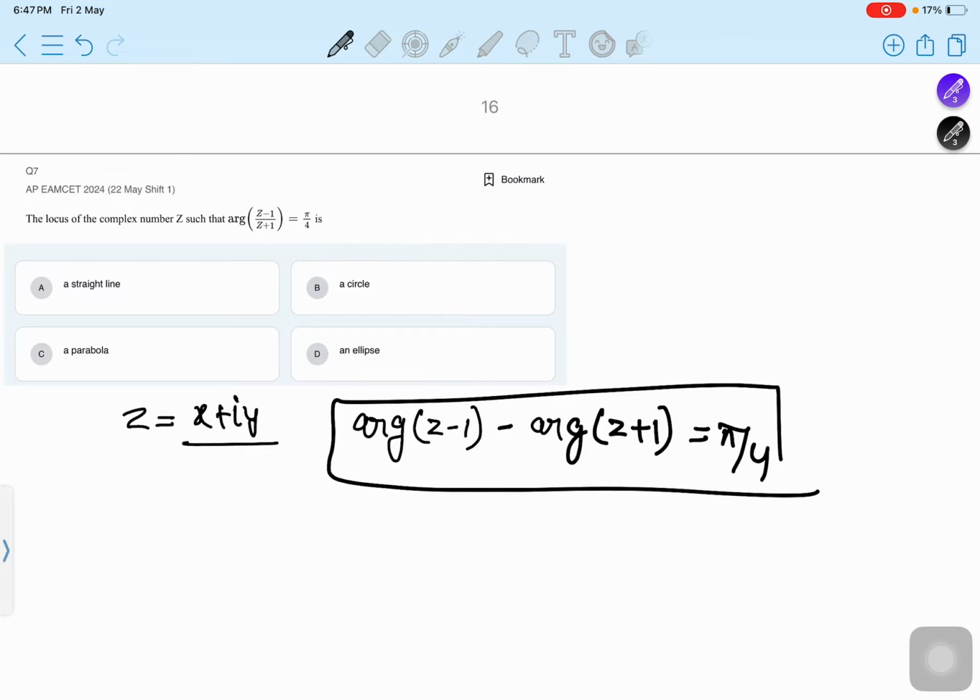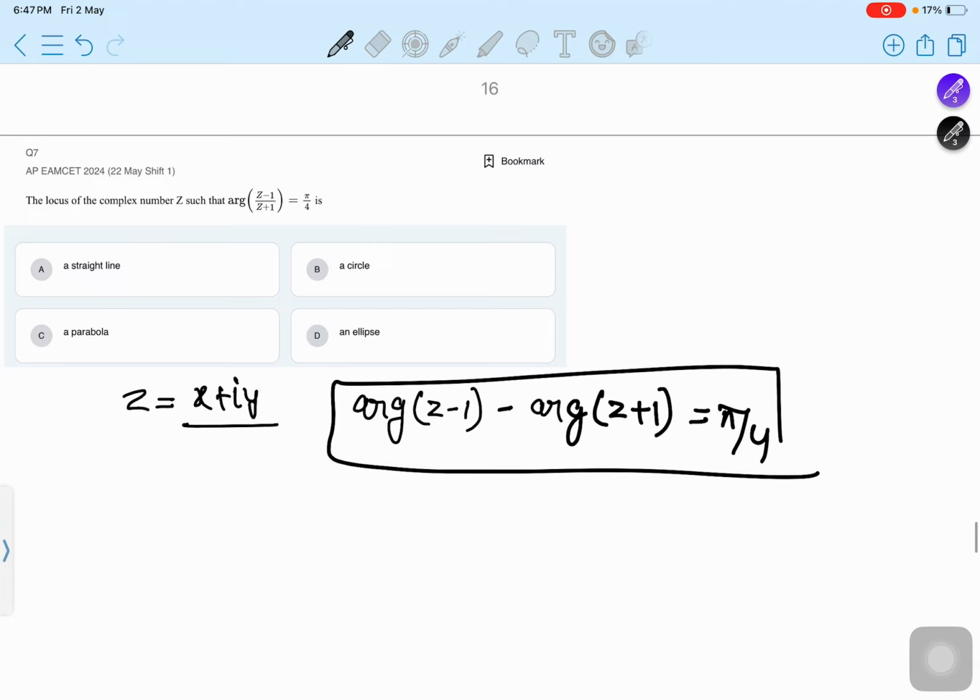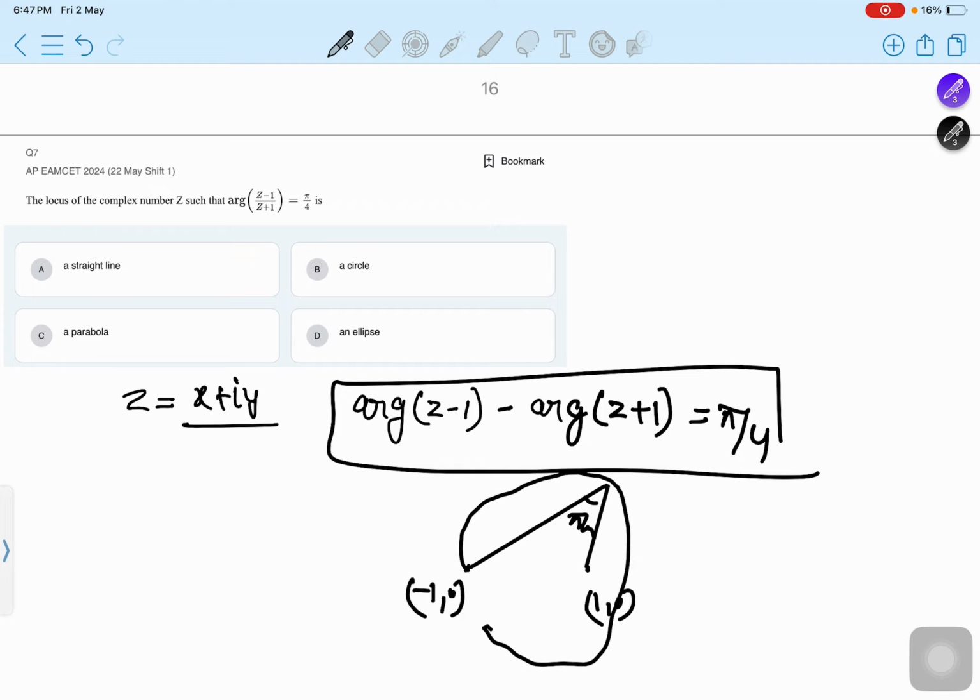If you are sure about the condition, the two points are the same every time. The condition is a pi by 4 angle, like this. The first point is minus 1 comma 0, and the second point is 1 comma 0, and the condition is pi by 4 like this. So according to that, it is possibly a circle, right?